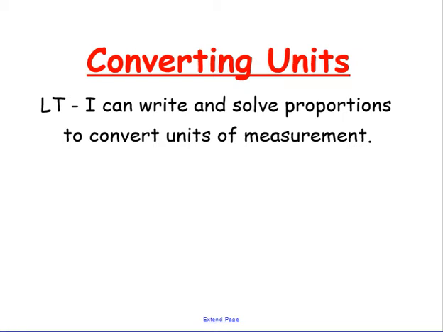So we're still talking about proportions, but we're going to look at proportions a little bit differently today. We're going to talk about some units of measurement and how to convert them. So how do you convert yards to inches, feet to miles, so on and so forth.